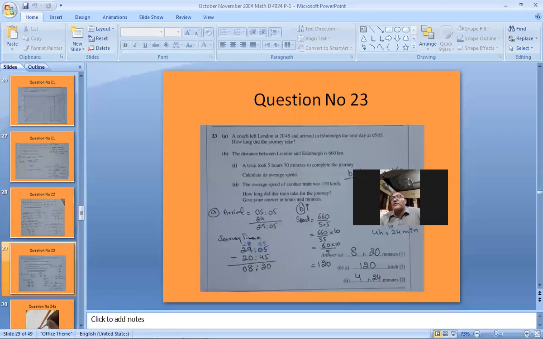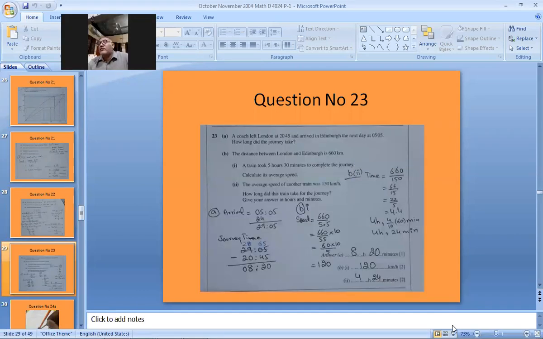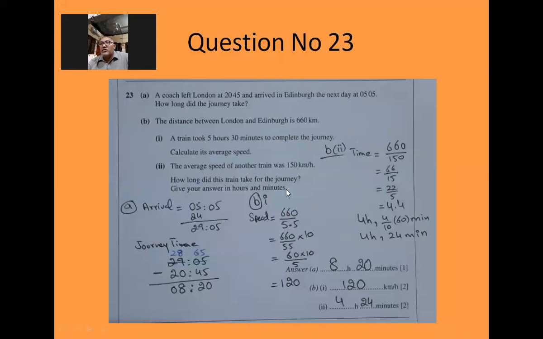So here we go. You can see here the arrival time is 5:05, but this is next day. So that's why I will first of all add 24 hours in the hours. So you will have 29:05. So the journey time will be the arrival time minus the departure time.